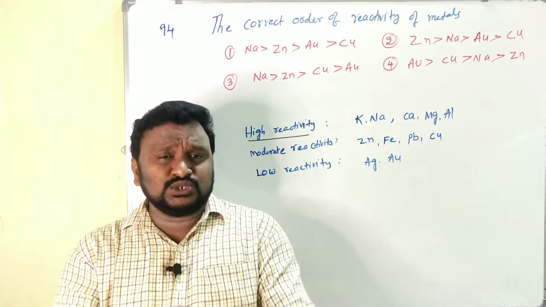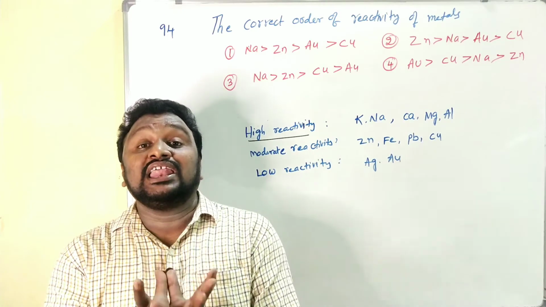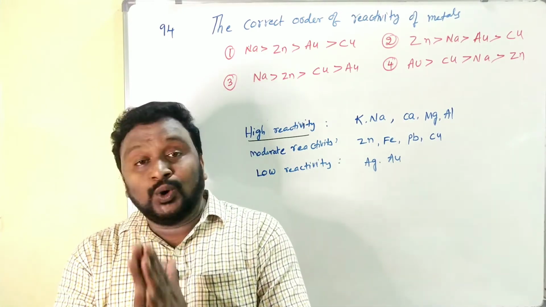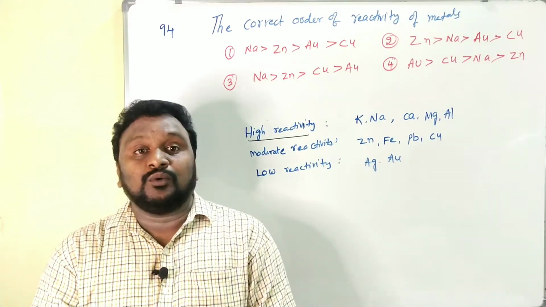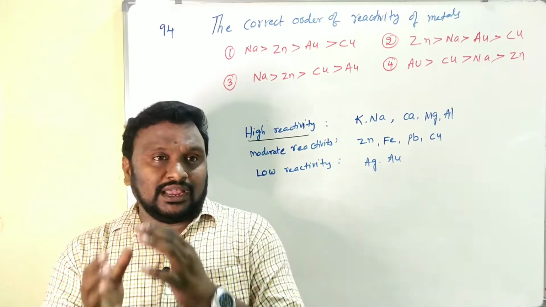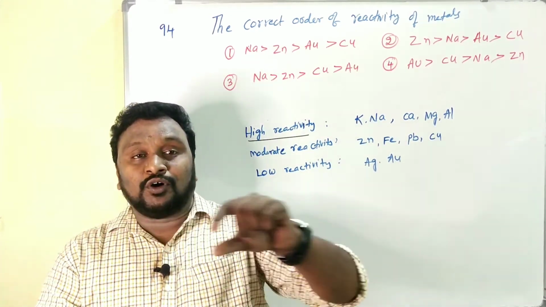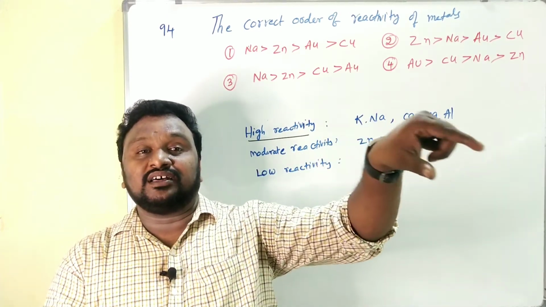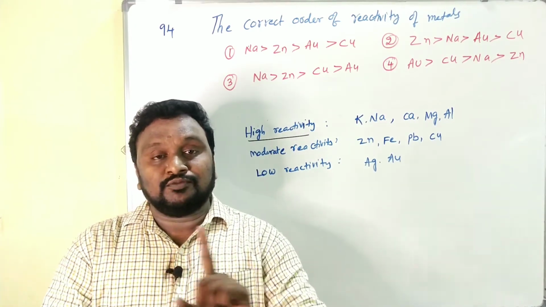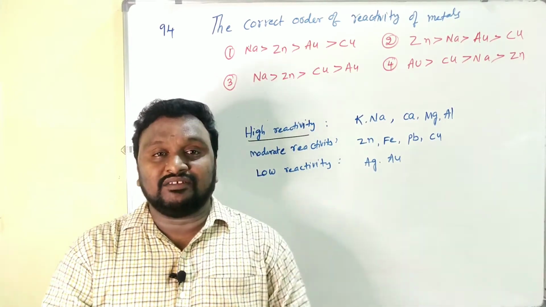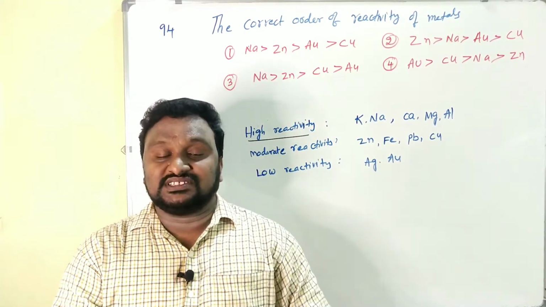Children, this is one of the most important bits from the metallurgy chapter, based on high reactivity metals, low reactivity metals and moderate reactivity metals. The question can be framed in different ways. For example, one type of question is: among the following, which are the high reactivity elements? That is the first question. Among the following, which are the low reactivity metals? Second question. And the third one, which are the moderate elements? That is the third question.